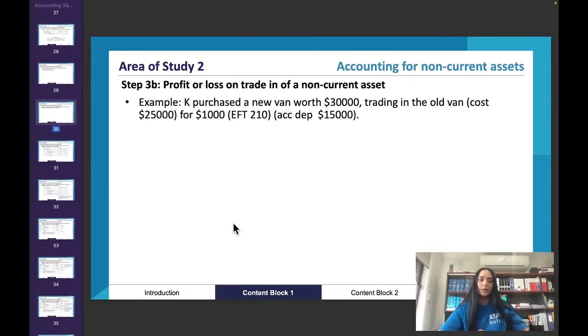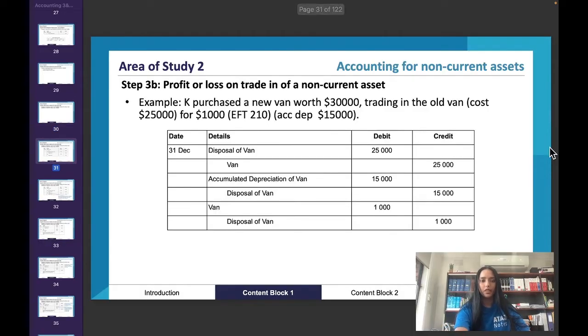So here's another example. So we had a new van. We purchased a new van worth $30,000 by trading in the old van, which had a cost of $25,000, and we had a trade-in value of $1,000, and the accumulated depreciation of the old van was $15,000. So this is how we would record this.